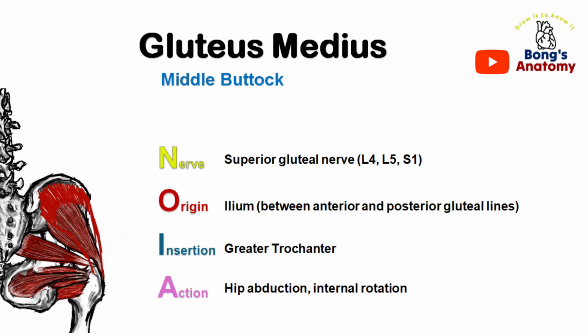Gluteus medius means middle buttock, same as gluteus minimus and tensor fascia lata, innervated by the superior gluteal nerve, originates from the ilium between the anterior and posterior gluteal lines. The rest of the information is the same. For this one, you can check with the Trendelenburg sign and we can discuss later.